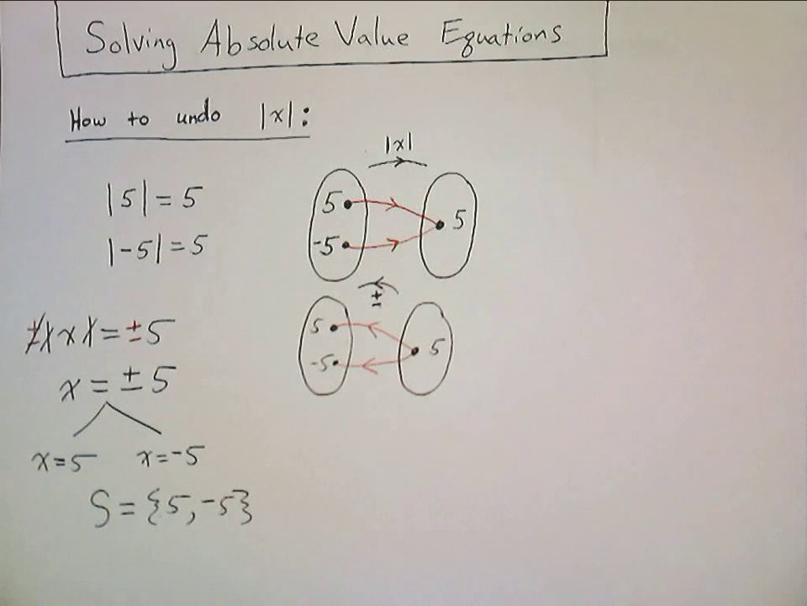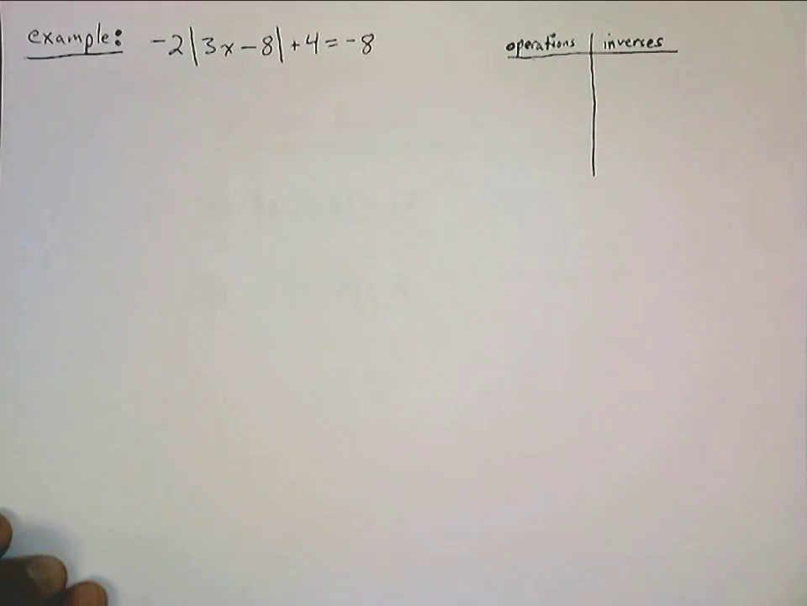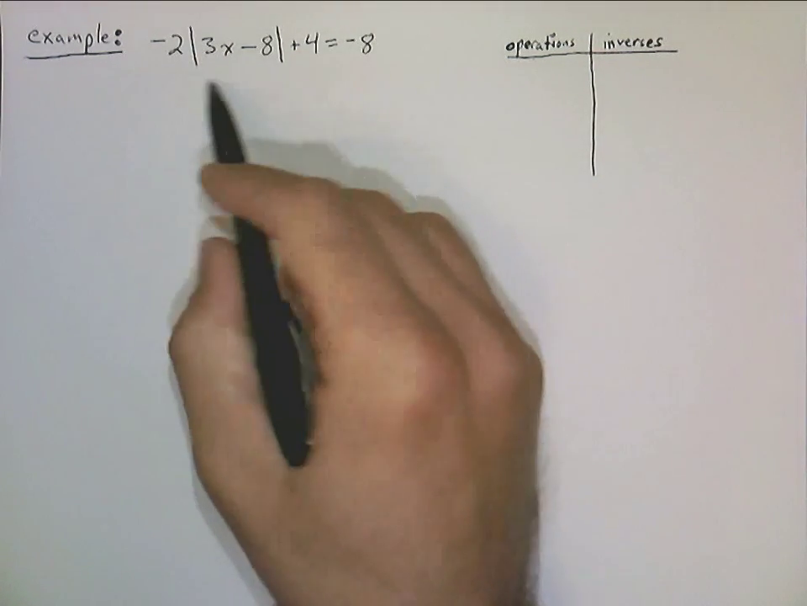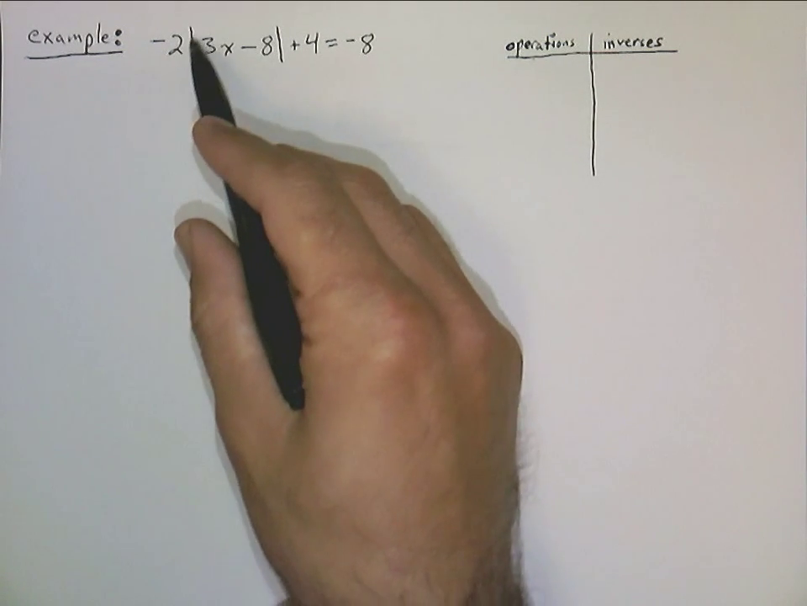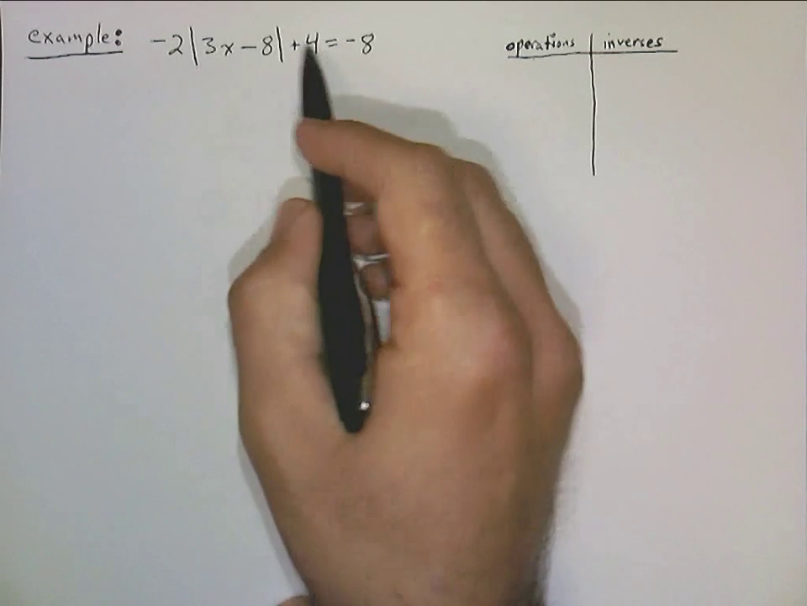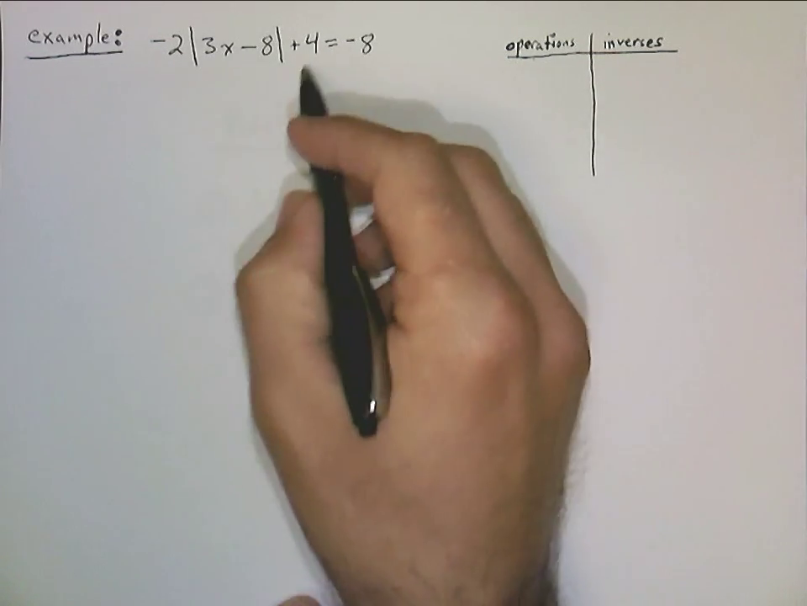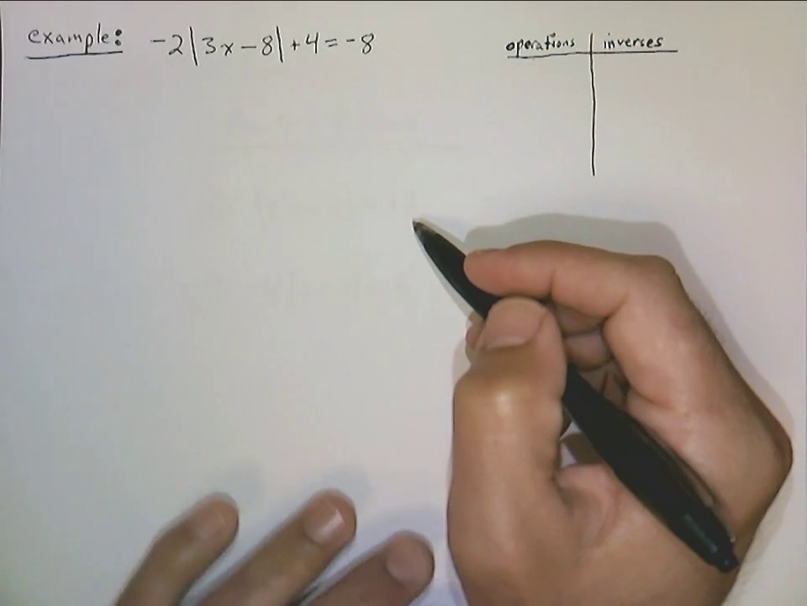Okay, let's apply this in a bigger example, like this one here. Now we've got a lot of stuff going on over on this left-hand side of the equation. We've got some multiplication, a subtraction, then the absolute value, and then some more multiplication and now an addition. This is where this table might come in handy for you, just to keep things straight.